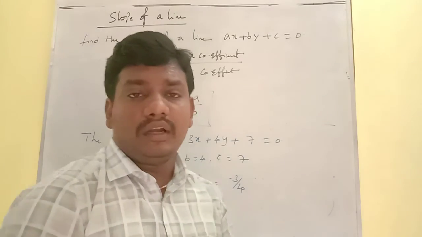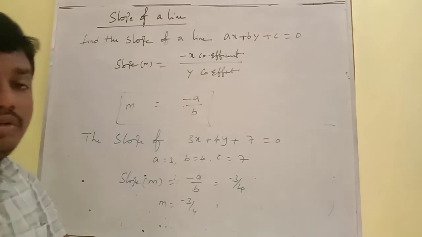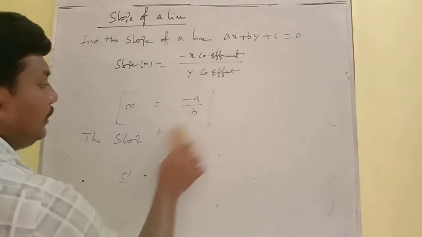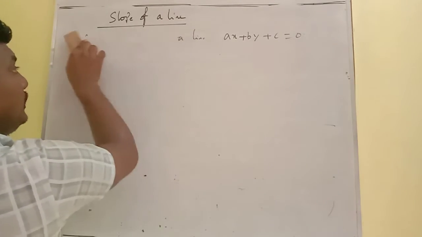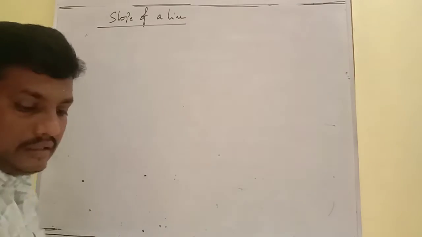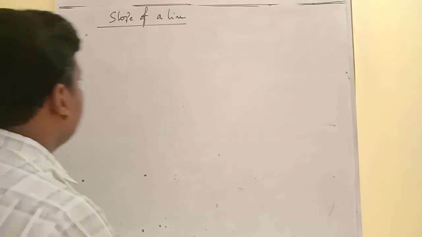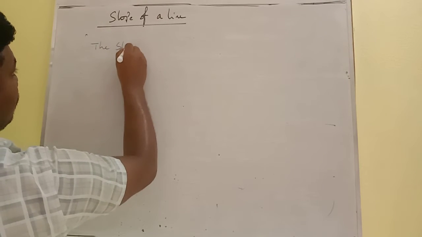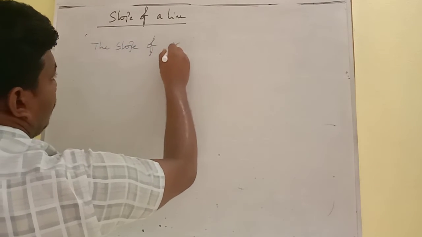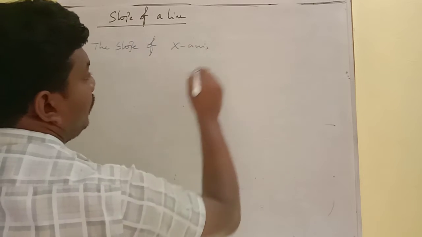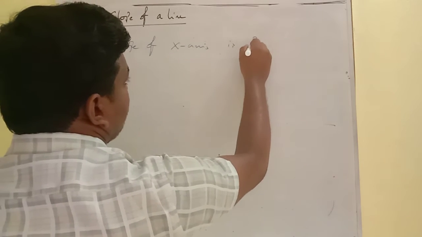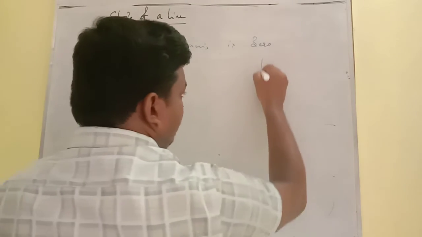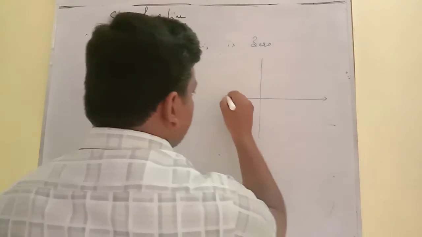Now, what is the slope of the x-axis and what is the slope of the y-axis? We have to find both. Let me consider the slope of the x-axis. The slope of the x-axis is 0.